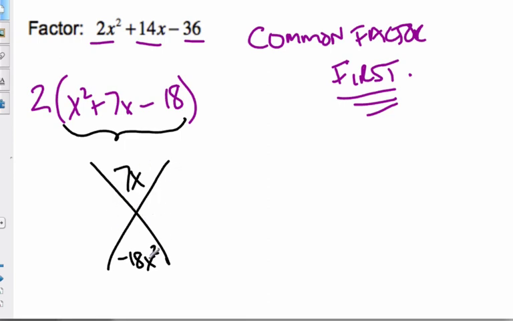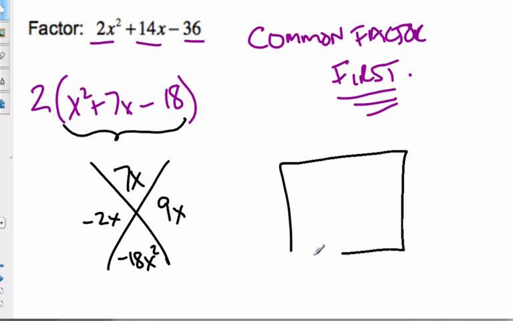So, it's paused. You're back. Good. What two numbers multiply to get negative 18 and add to get 7? Well, 9 and 2 make 18. I can make this 9x and a minus 2x because they add to get a positive 7. They multiply to get a negative 18x squared.